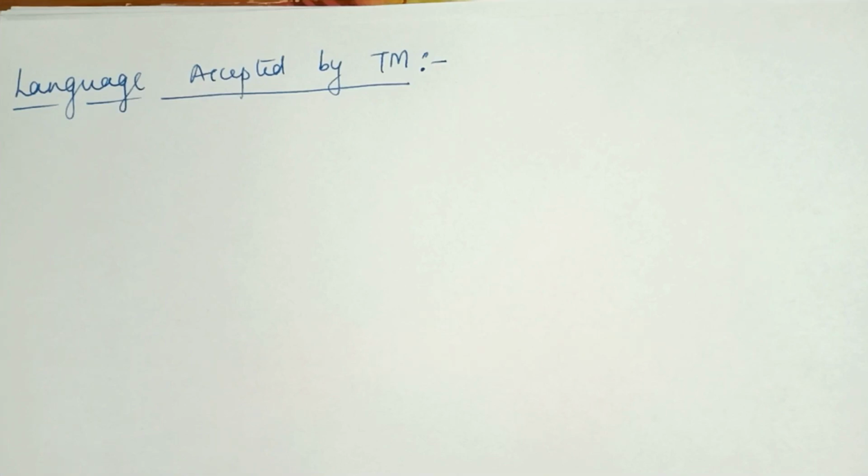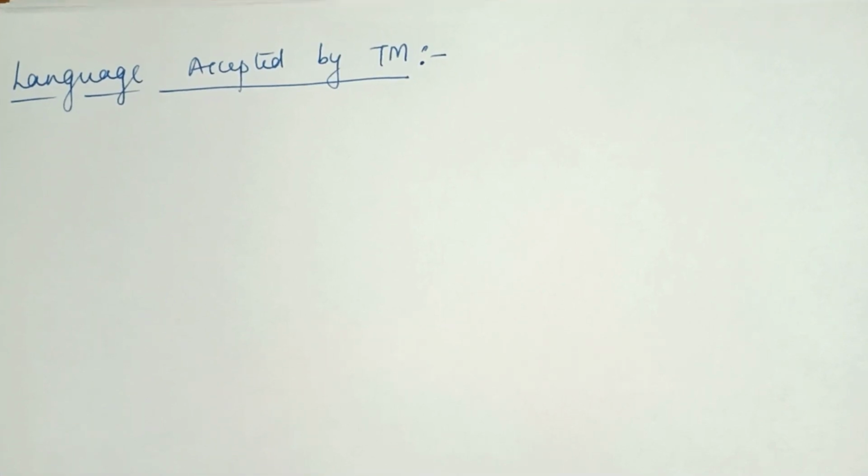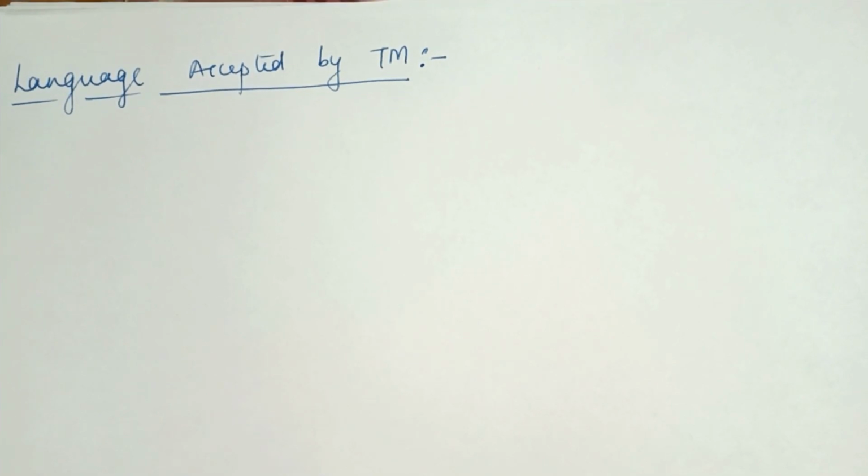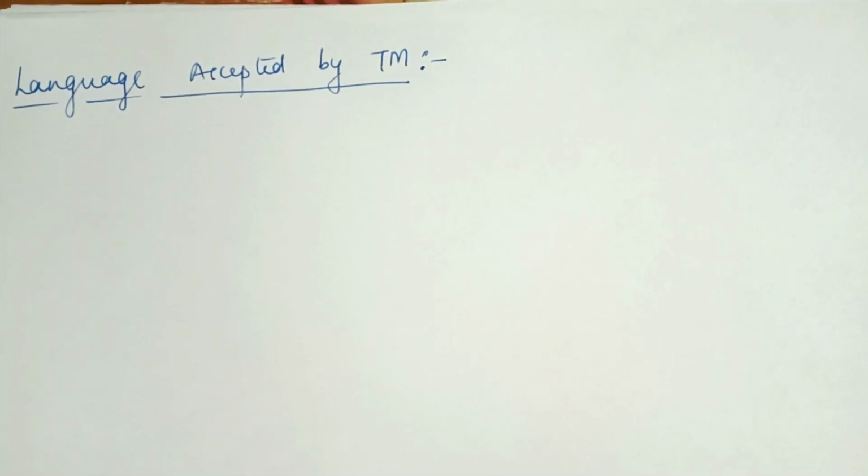Hello friends. In this video we are going to discuss languages that are accepted by a Turing machine. In my last video, we already discussed the basic model of a Turing machine and how we can represent a Turing machine. So now we are going to discuss what languages are accepted by a Turing machine, or how we construct a Turing machine for a particular language with the help of some examples.